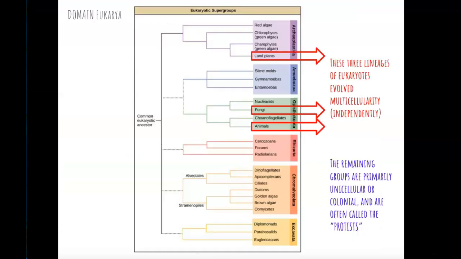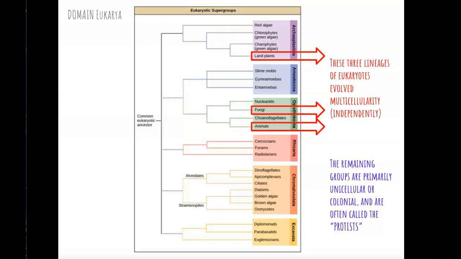Within the domain of Eukarya, there are 6 eukaryotic supergroups. We're going to talk about 4 of those in more detail today, and then 3 of them are going to be in more detail in the next couple of lectures. So the ones we're going to talk about in the future are the land plants, fungi, and animals. And those 3 lineages are unique and important because they evolved multicellularity independently of each other 3 separate times. The remaining groups are primarily unicellular or colonial and are often called protists.